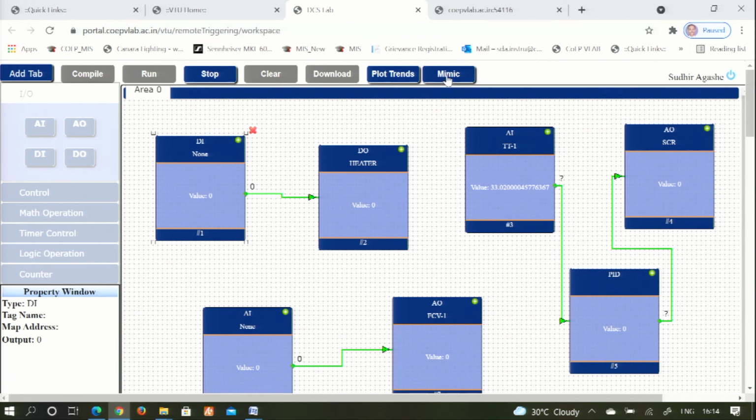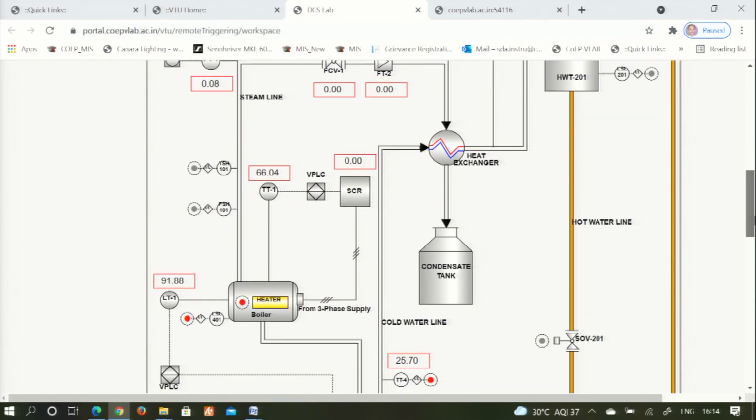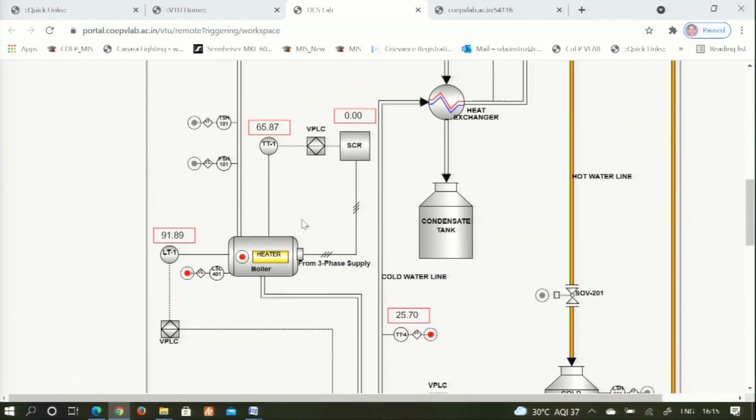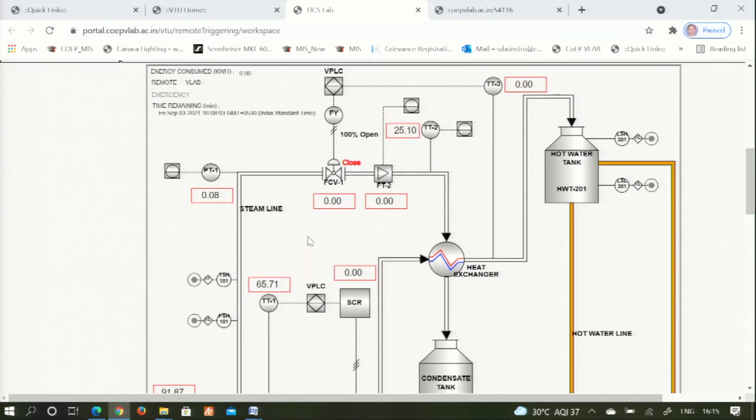And if you put it here a mimic, then you will find that this is a live mimic which I am showing you. Now, here you will find there is sufficient water in the drum, the heater is currently off, the temperature is 65 degrees Celsius. Now, these are live readings, they are changing, and then the pressure will go on rising.